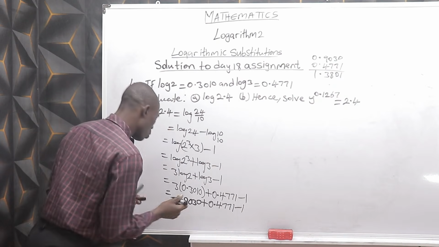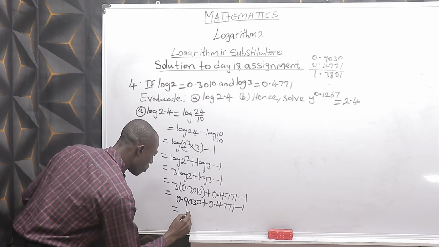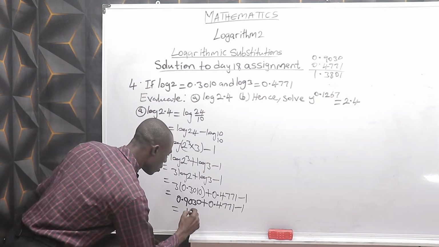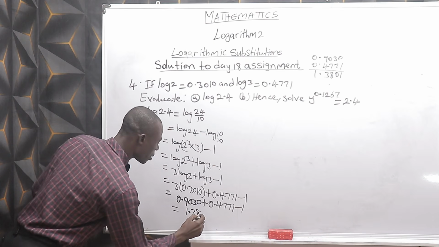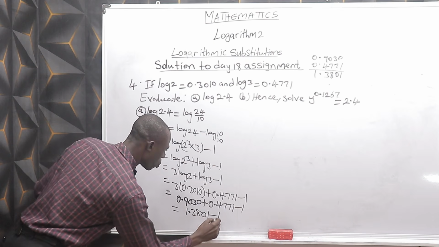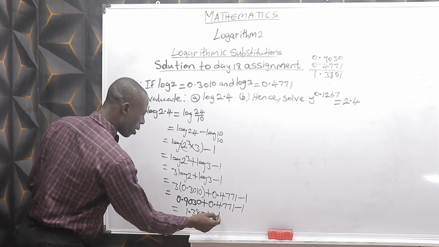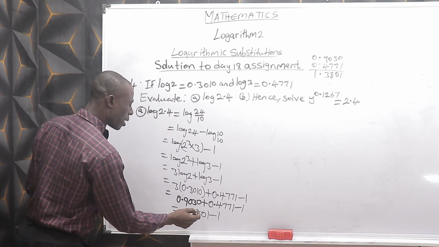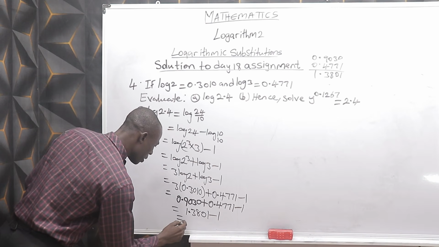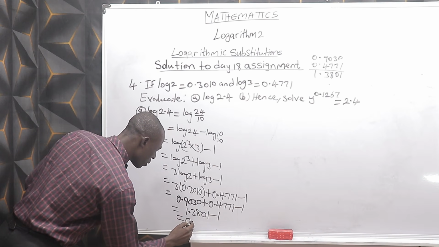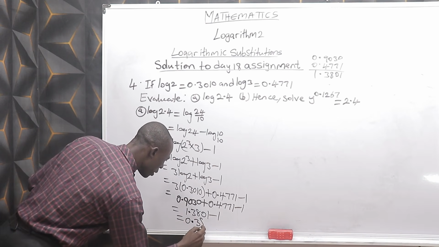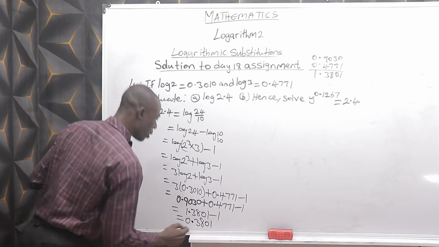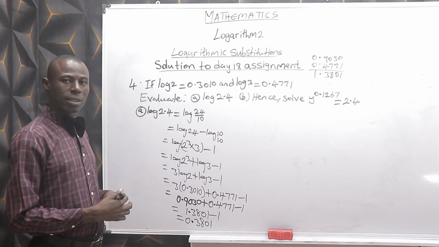So we have 1.3801 minus 1. Subtracting 1 from 1.3801, answer is 0.3801. Do you understand? Good.